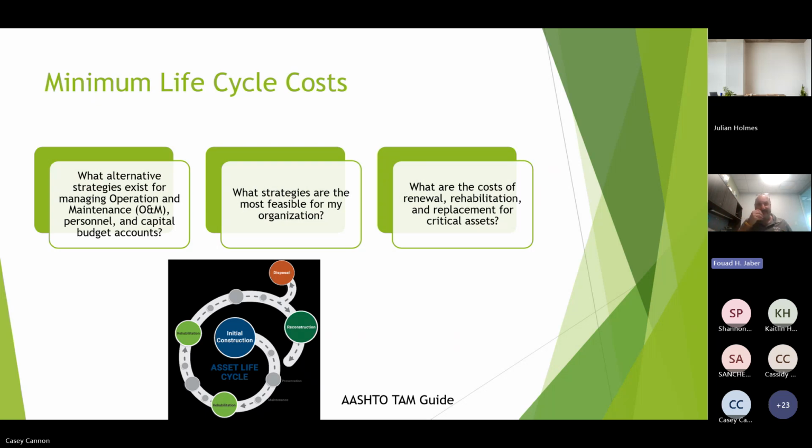How many years is it going to take? Are you going to need more people to do the inspections, or can you subcontract that? What's the funding for that system?